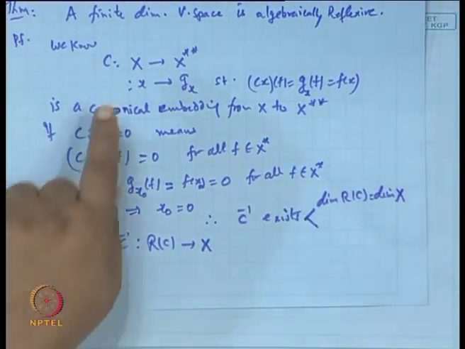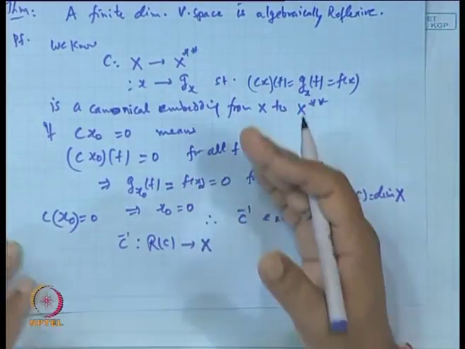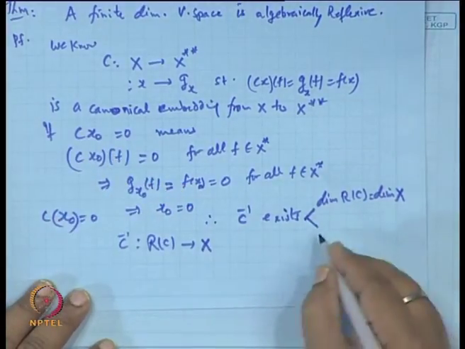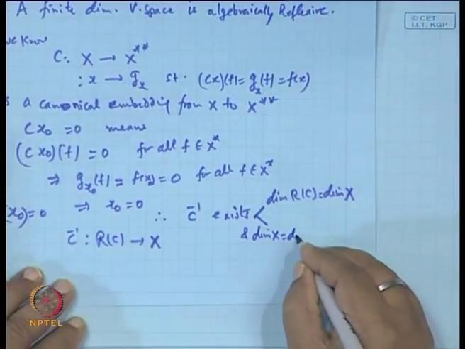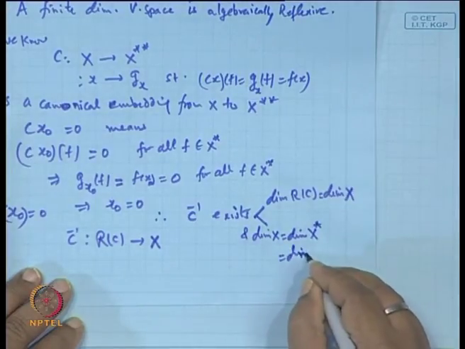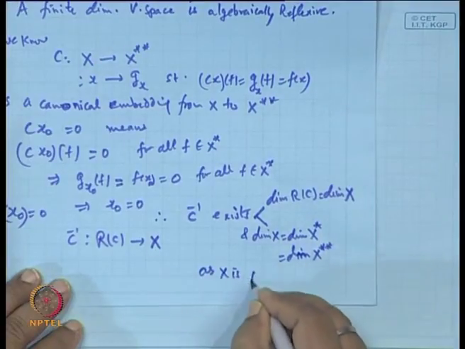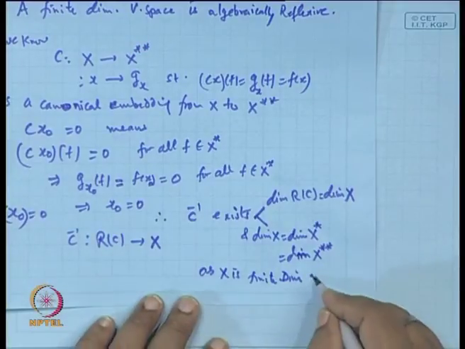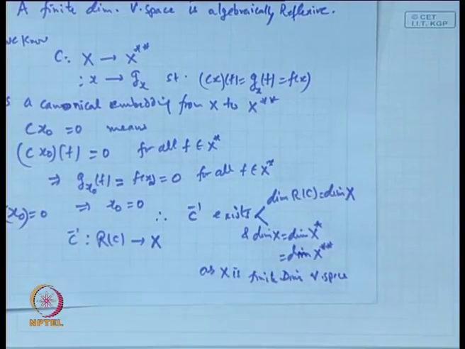But even in the finite dimensional case, the dimension of x and x double star is the same. Since x is finite dimensional, the dimension of this is equal to the dimension of x, which is equal to the dimension of x double star, as x is a finite dimensional vector space. So once it is a finite dimensional vector space, this will also be true.